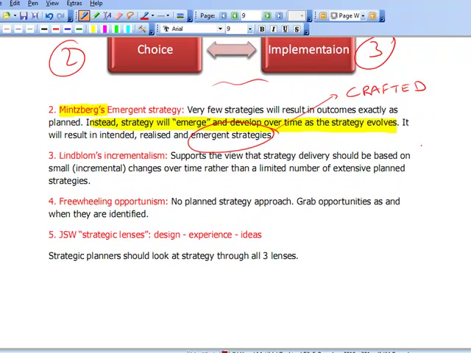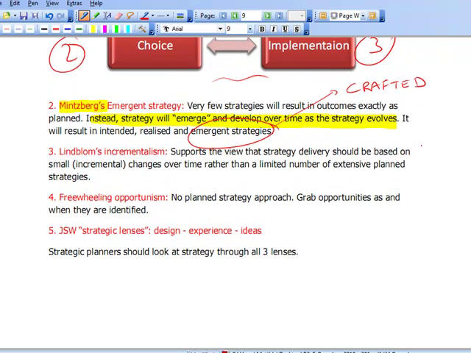So, we've so far looked at the rational model. We've also looked at Mintzberg's emergent strategy. The third one we're going to look at is Lindblom's incrementalism. Charles Lindblom, incrementalism. Logical incrementalism is the full story. But this view, this theory, argues that strategy should be based on small incremental changes rather than a limited number of extensive planned strategies.